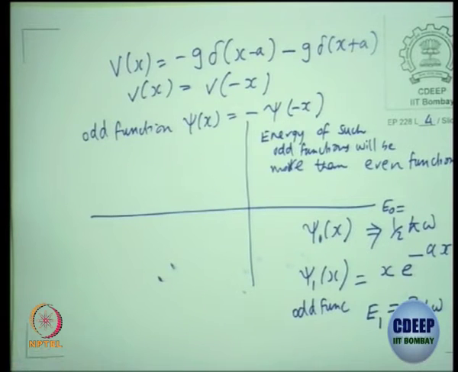So, I am just trying to say the lowest energy solution, when you try to find it for any system, will be an even function, always. If you try to say that the lowest energy is an odd function, you are wrong.